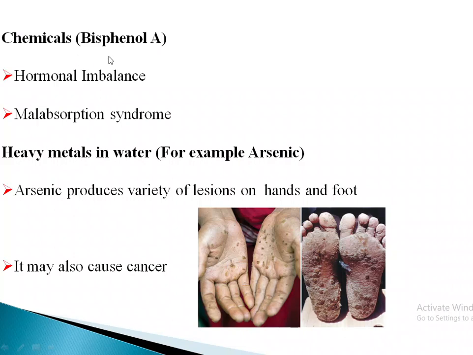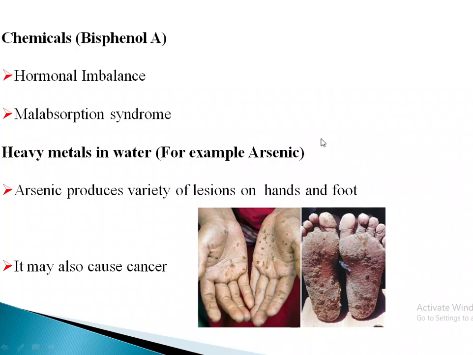Chemicals like bisphenol A can cause hormonal imbalance and malabsorption syndrome if it is not removed from the body. Bisphenol A is a chemical which is very commonly used in making plastics that are very often used in containers that store food and beverages. Because they are used for making various plastic containers, we come in contact with this chemical, and if it is not detoxified properly, it can cause toxicity which can lead to various diseases.